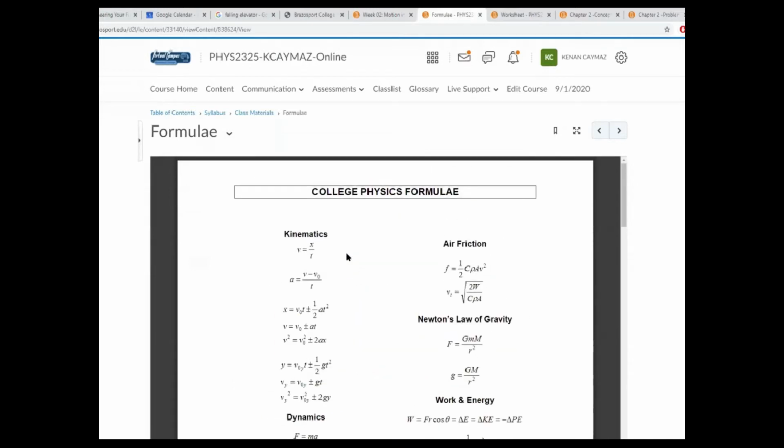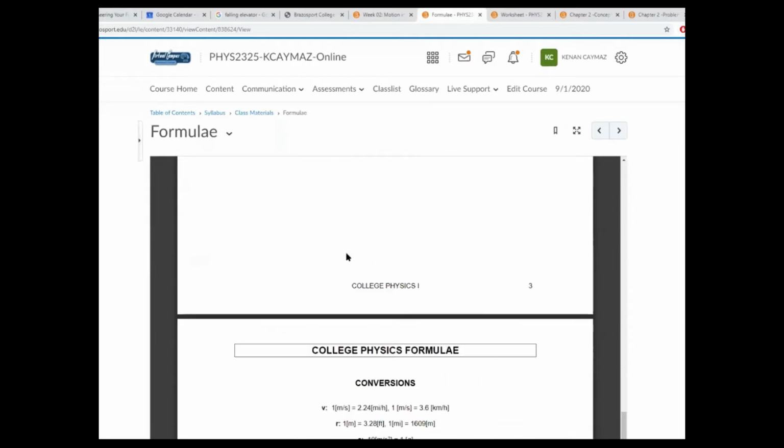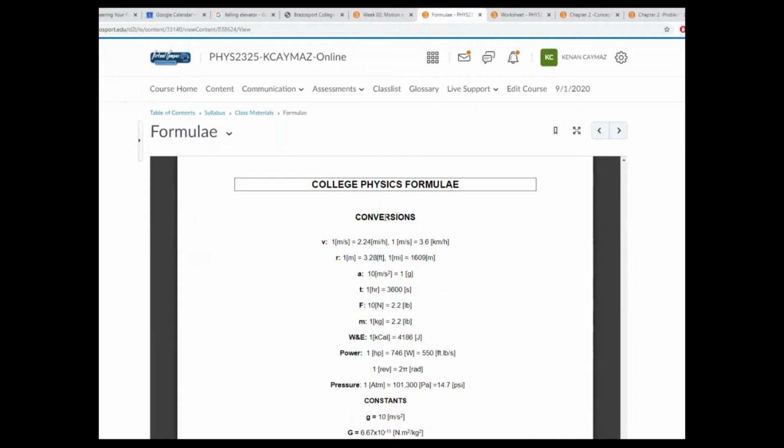All right, so this is the first page. Go all the way down to the bottom, the last page. Notice that you got the conversions here. Stuff that you need is going to be located here.